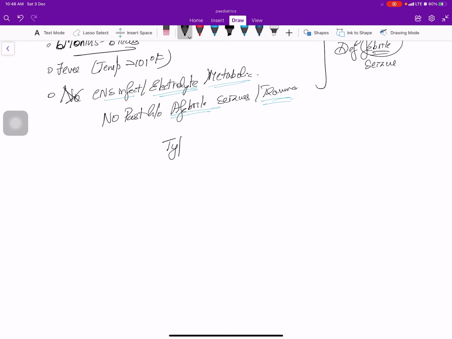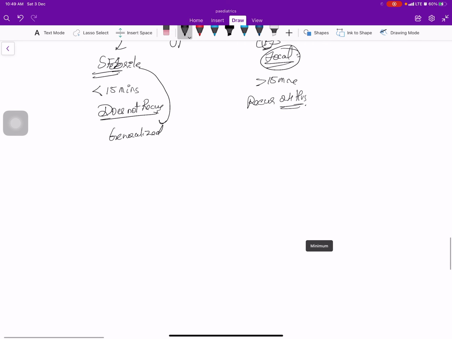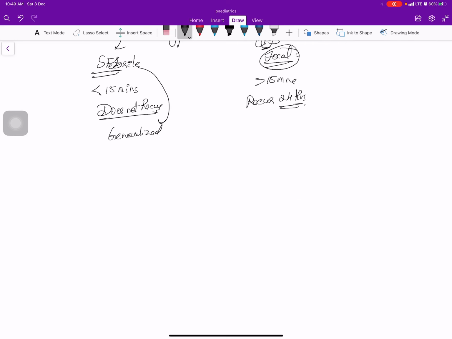Now what are the types? We have simple and we have complex. We have complex focal seizures, complex febrile seizures, and simple febrile seizures. Okay, the duration of a simple one is less than 15 minutes. It does not recur. And since it's simple febrile, this will be a generalized seizure, and this complex one will be a focal seizure. So we have this greater than 15 minutes and it will recur in 24 hours. Okay. So we covered definition, we covered types.